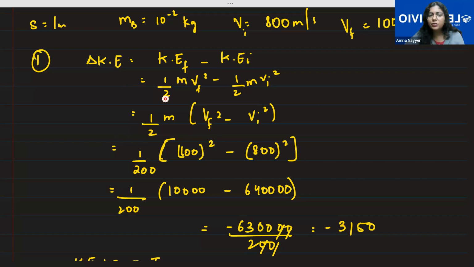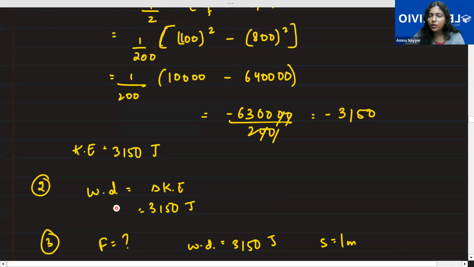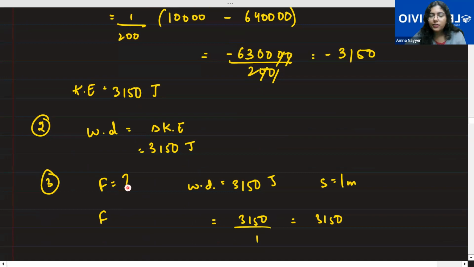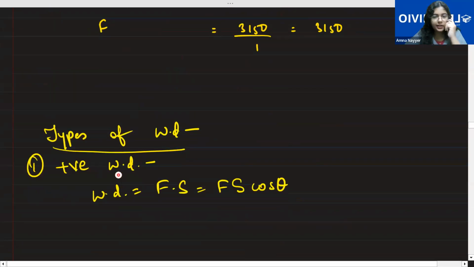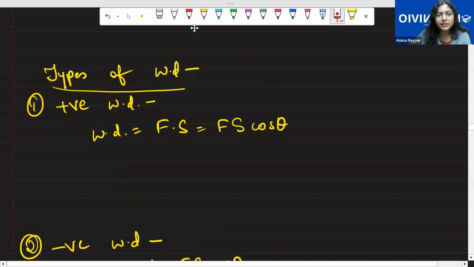Change in kinetic energy was calculated: half m v final square minus half m v initial square. And using the work energy theorem, work done was calculated. Using the displacement and work done, the force was calculated. So it was a very easy question. Just have a look at it. Okay. Coming to the next topic.